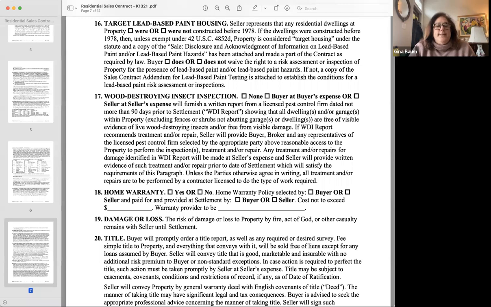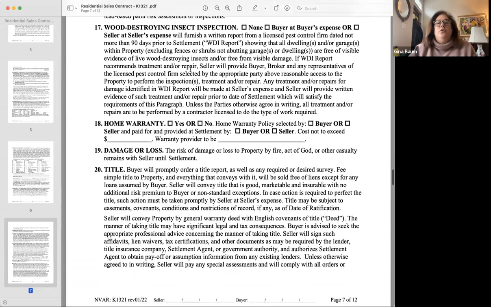Wood destroying insect inspections, none. The buyer at buyer's expense or seller at seller's expense will furnish a written report from a licensed pest control firm dated not more than 90 days prior to settlement. WDI report showing that all dwellings and or garages within property, excluding fences or shrubs not abutting garage or dwellings, are free of visible evidence of live wood destroying insects and or free from visible damage.